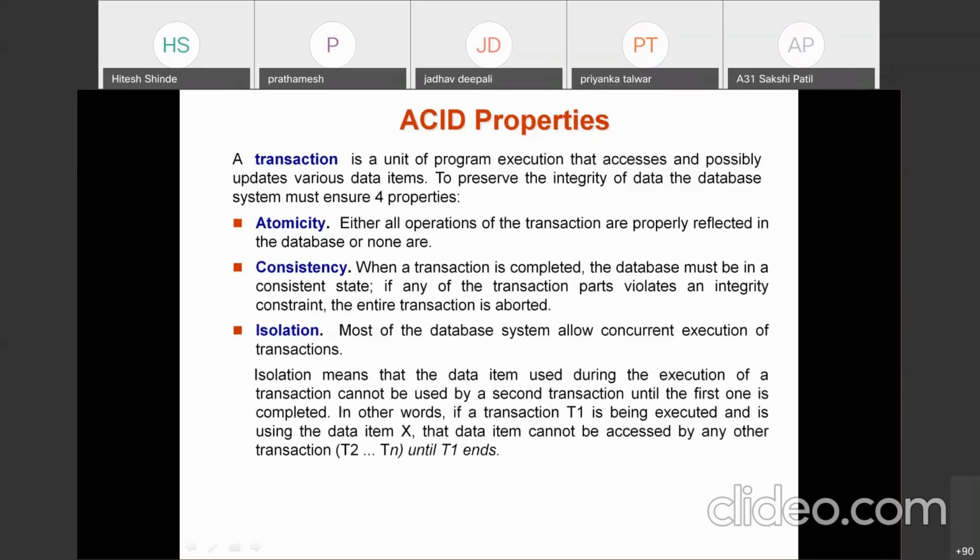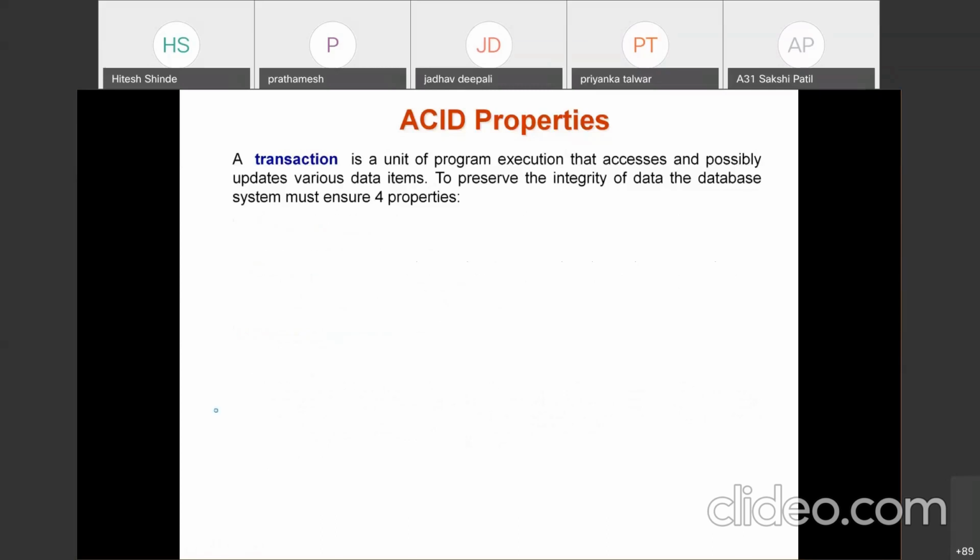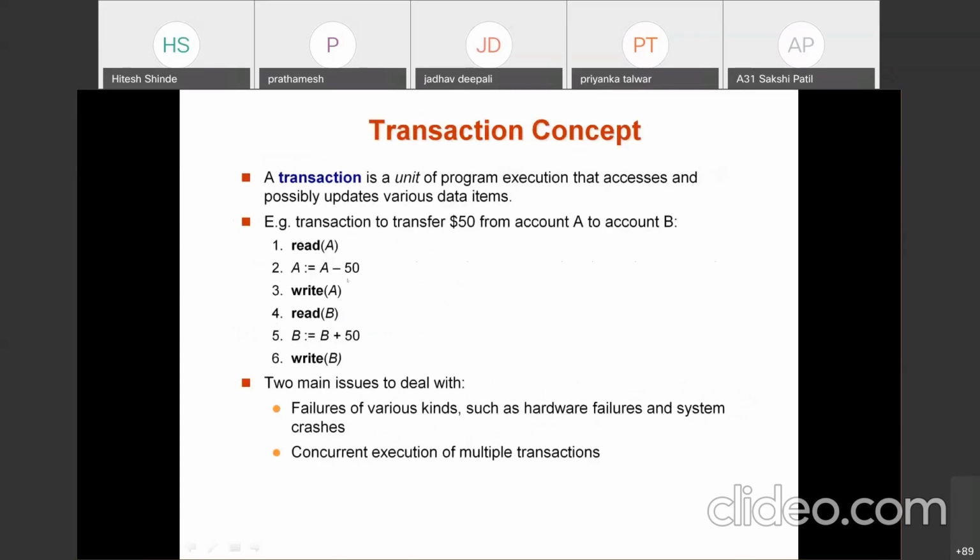In other words, if a transaction T1 is being executed and using a data item X, the data item cannot be accessed by any other transaction. Means in this previous example, if we consider a transaction T1, here we are updating the value of A and the value of B. So at that same time, another transaction T2 cannot use A and B. That property we call isolation.